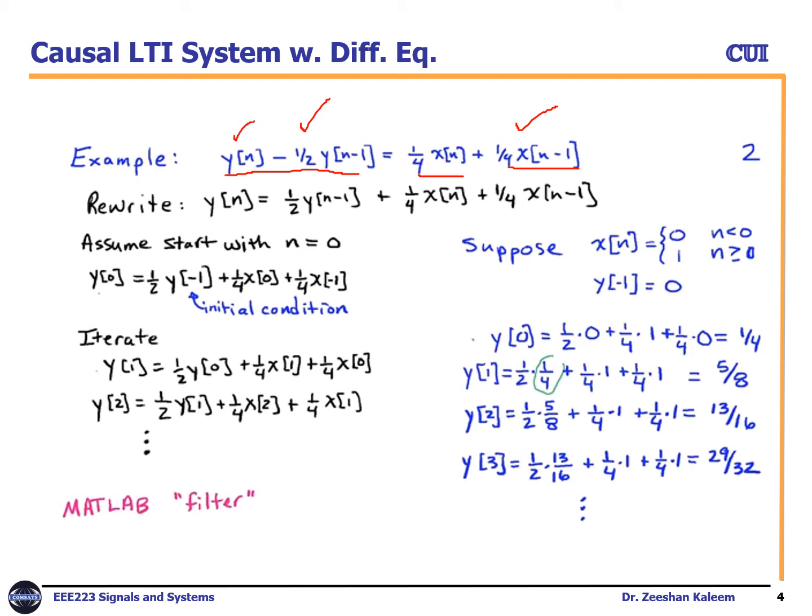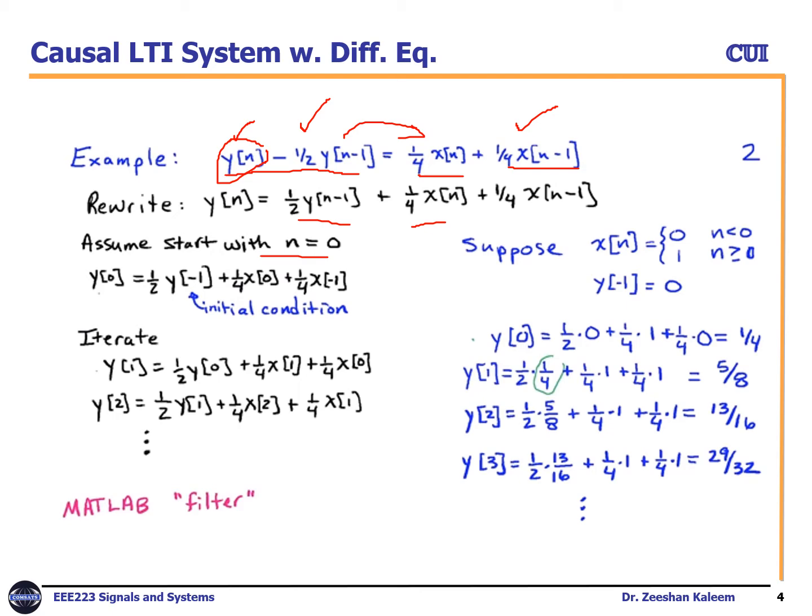So let's first rearrange them, because we need to find the output y[n], right? So after rearranging, this term will move toward the right side, right? So we get y[n] equals 1/2 y[n minus 1] plus 1/4 x[n] plus 1/4 x[n minus 1]. Let's start with n equals 0. N equals 0 means the first term, right?